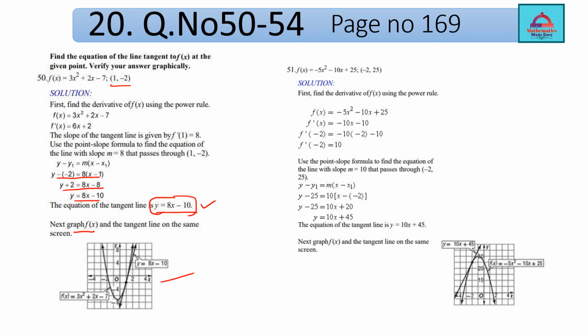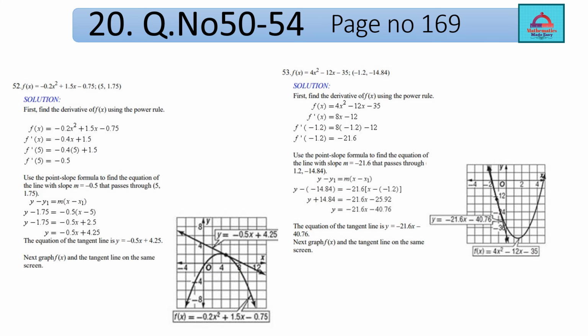So the only step extra here in this question is the graph. So do the similar process for this question. Find the derivative, find the slope of the derivative at the point given, use the point slope form, substitute the point and the slope, get your equation of tangent line and draw the graph of parabola along with the tangent line. So this completes question 50 and 51.